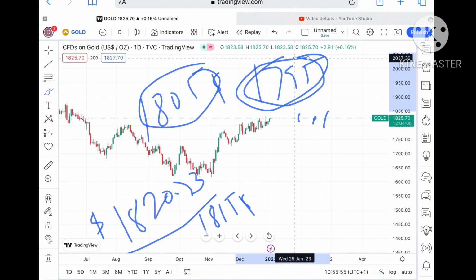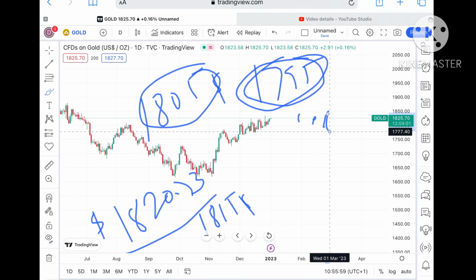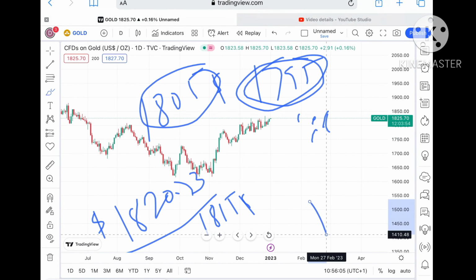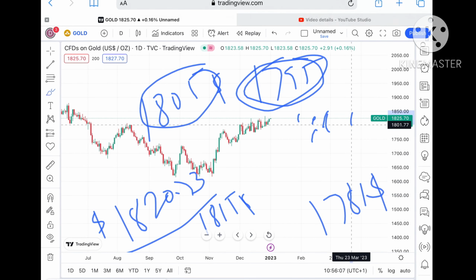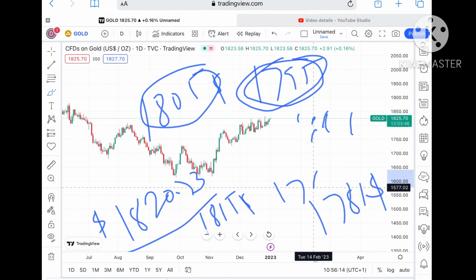After this we can see a level of 1795, and from there it can go further low towards a level of around $1787. Okay, after 1790 we can see a level of $1787 to a level of 1781. And if the price falls below that level also, then it can go towards a level of around $1767 to around 1765.